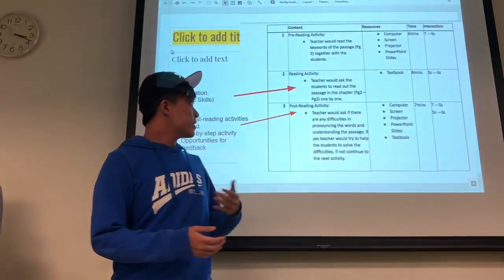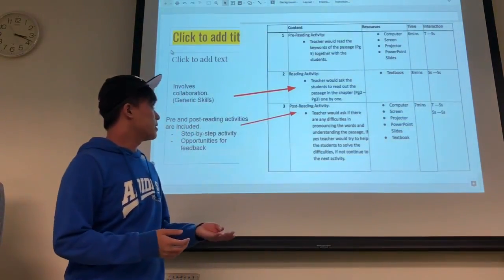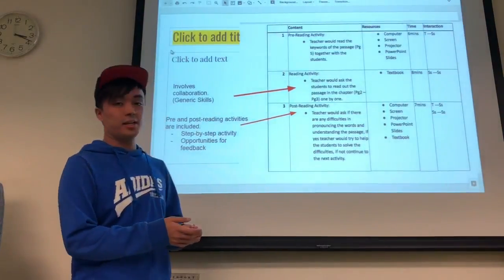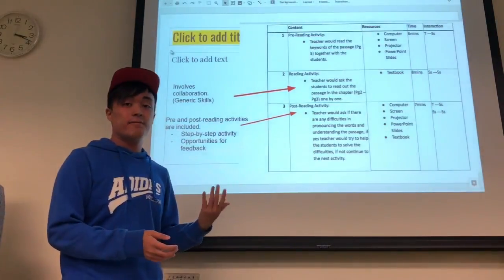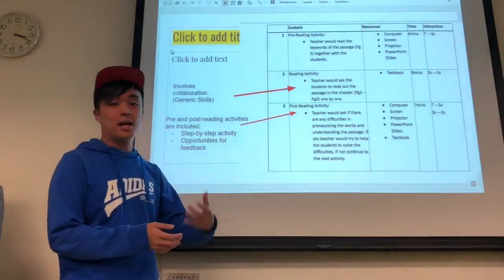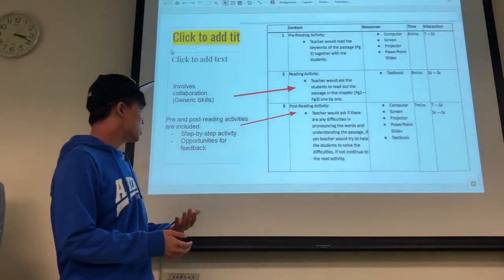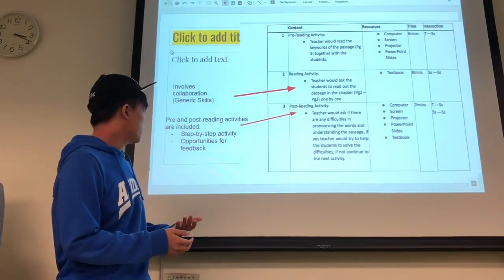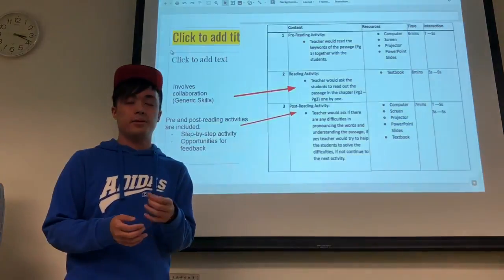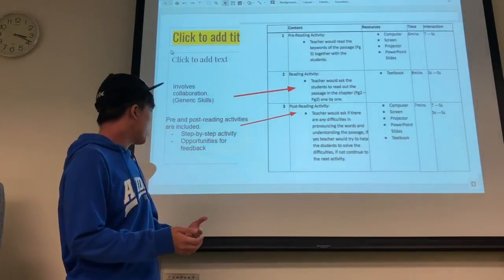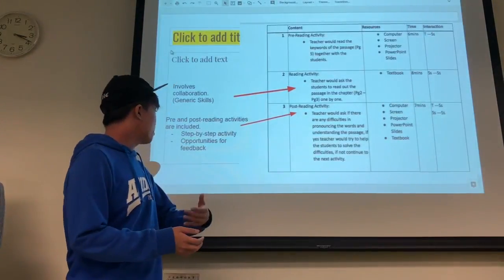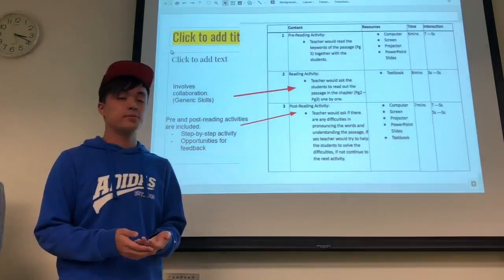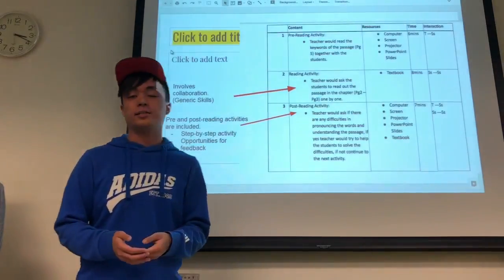So basically, the lesson involves different reading activities. There are pre-reading activity, reading activity, and post-reading activities. In the reading activity, they involve collaboration, which can enhance the students' generic skills, which is one of the strengths. And it also includes some pre- and post-reading activities, which are emphasized to be step-by-step activities to provide opportunities for feedback in the post-reading activities, as the teacher will ask students if there are any difficulties while reading the passage in the lesson.